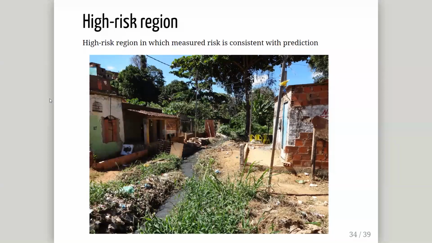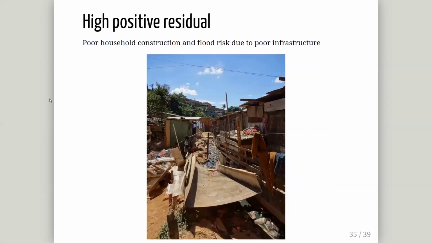For example, this is an area where the residual is 0, and it's a high-risk region in which the measured risk is consistent with prediction. And we have a lot of vegetation, accumulated trash, open sewers, and rats can be seen very easily. This is a location of high positive residual. So the risk is higher than predicted by the risk factors.